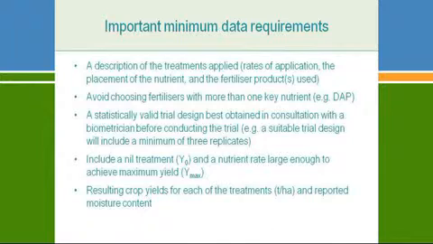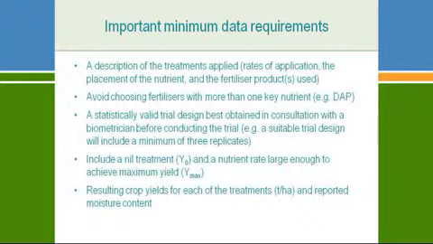What we need is a description of treatments applied from a trial. Now, some of this doesn't seem like rocket science. It's pretty simple. It's pretty straightforward. But these are some of the holes we had when we looked at trials, so that's why we're making it clear that this is what we want. It's really difficult to develop a response calibration from data that doesn't have a balance of nutrients in the treatments. We need a statistically valid trial design. We need a nil treatment. We need a treatment that gives us maximum yield at the trial site.